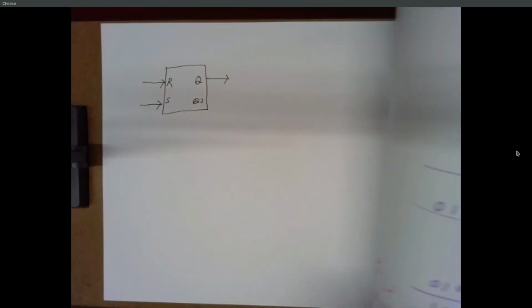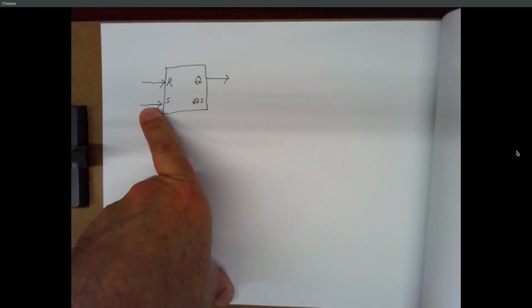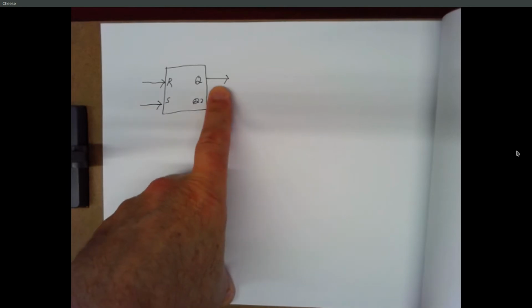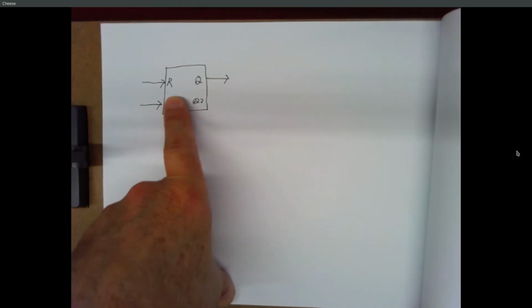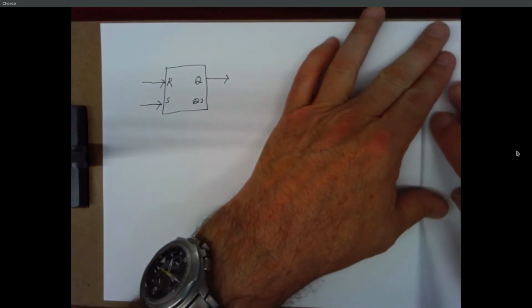So we have a circuit that we can use to record either a 1 or a 0. If we want to record a 1, we just raise the S line and then drop the S line, and the output's now a 1. If we want to change the output to a 0, we raise the R line and then drop it, and now the output is a 0. But the trick is it's sequential.